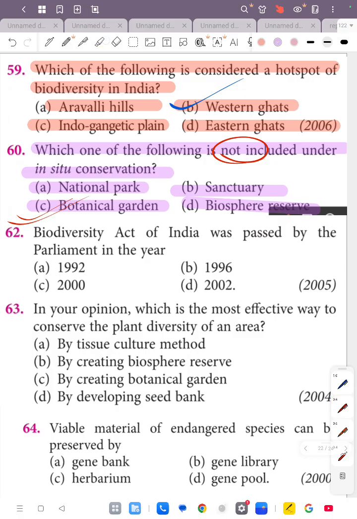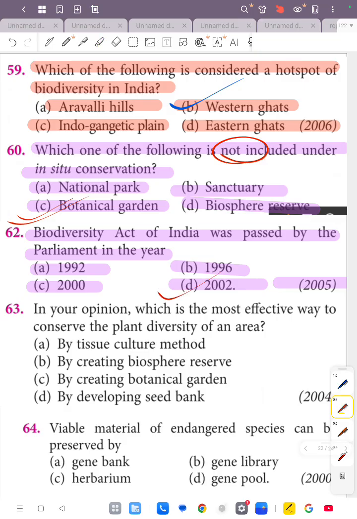Now this one is not part of the textbook, but as before 2000, after 2000, we'll do this. The Biodiversity Act of India was passed by the Parliament in the year 1992, 1996, 2000 or 2002. What do you think? So option number D becomes the correct answer, 2002.